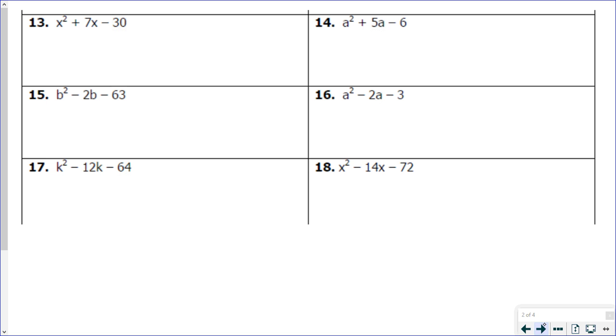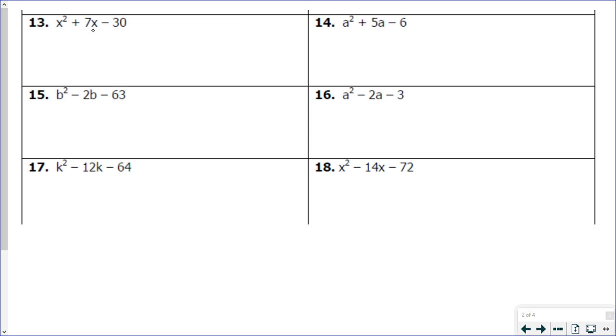All right, let's see what else. Here's one that's probably a little bit harder. Now we've got some negatives in here. It multiplies to negative 30 and adds to 7. Here's the first thing you need to notice. If it multiplies to a negative number, that means one of the numbers is positive and one of them is negative.